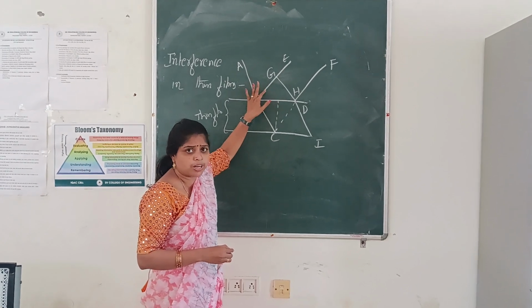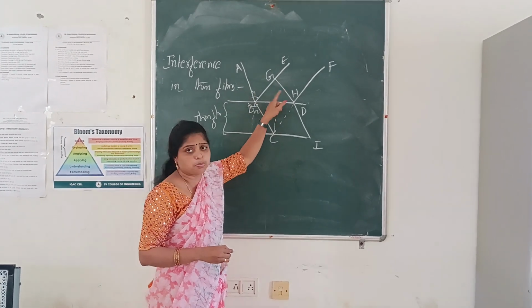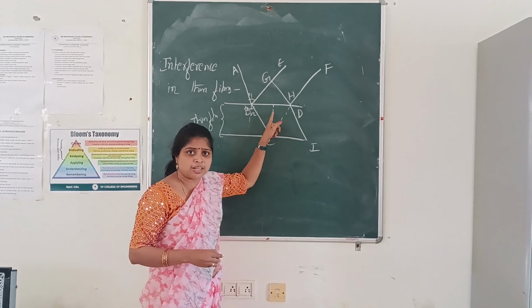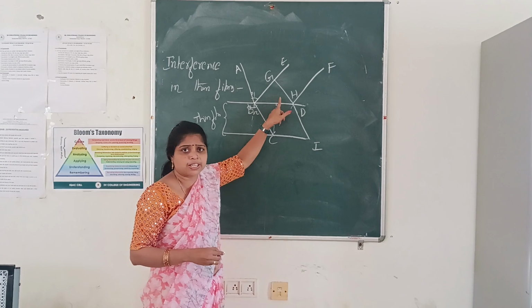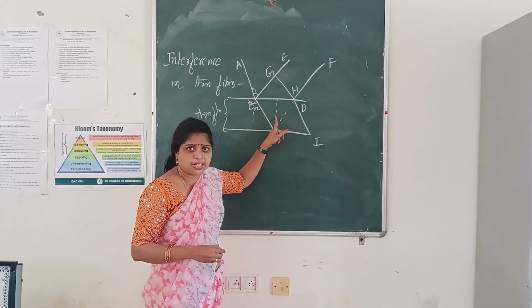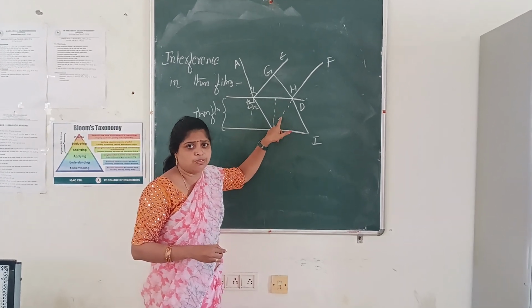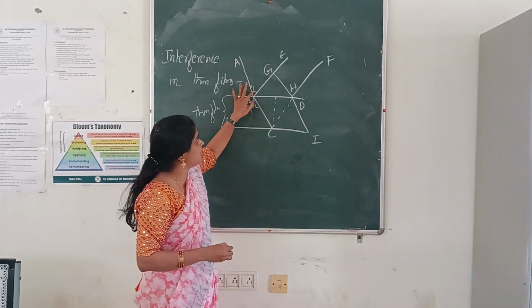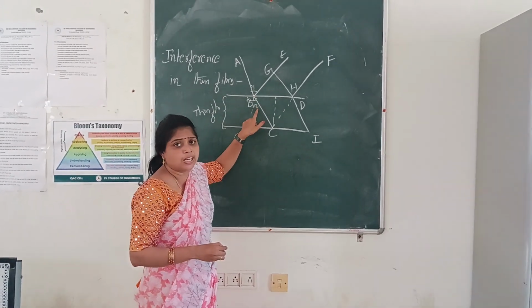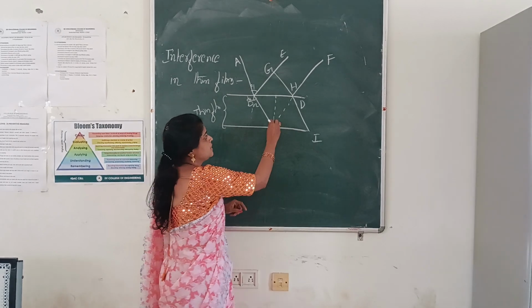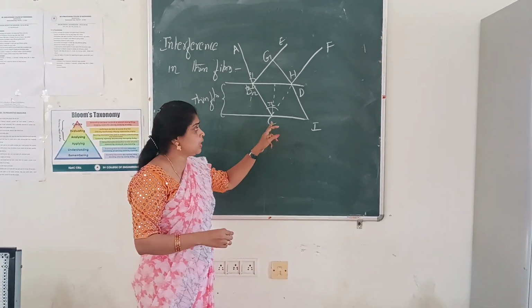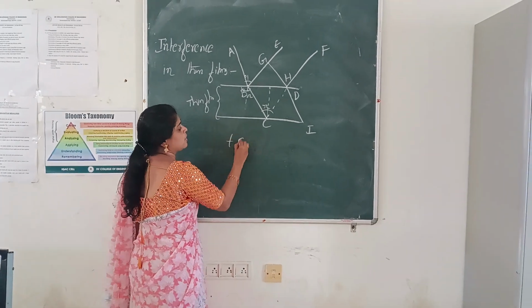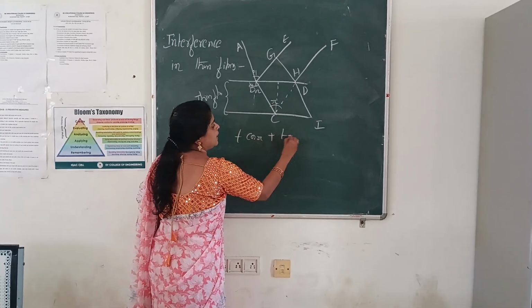Some portion of light is reflected on the top surface and the remaining rays are transmitted at the bottom surface. So a number of reflected rays and transmitted rays are generated in the thin film. Like this, the incident ray breaks into reflected rays. So the total path difference is P cos R plus T cos R.